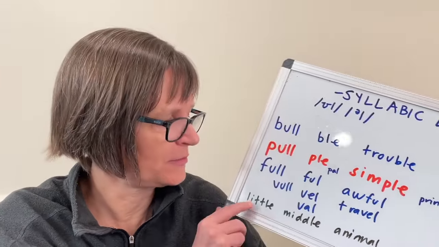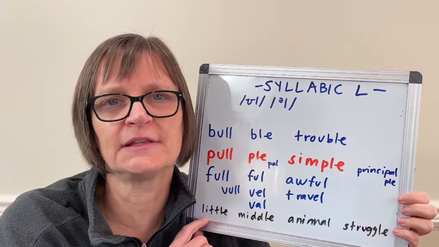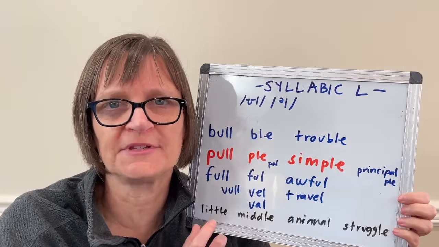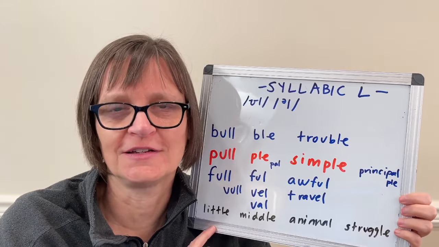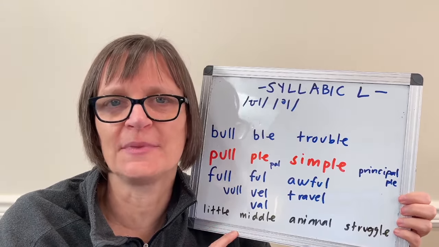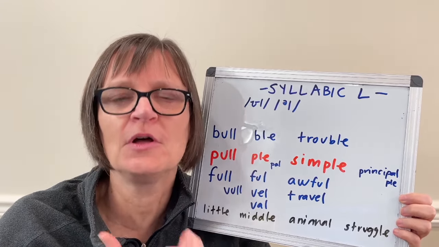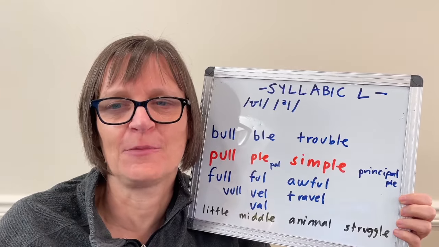Now let's try some with TTLE like little. Notice that little and middle, I use a flap sound for that combination of TT or DD. You can get more help for the flap T in our lessons, and we cover many words with flap T plus the L combination. It is a challenging combination, so if that flap T gives you trouble, work on that first and then work on flap T plus syllabic L.